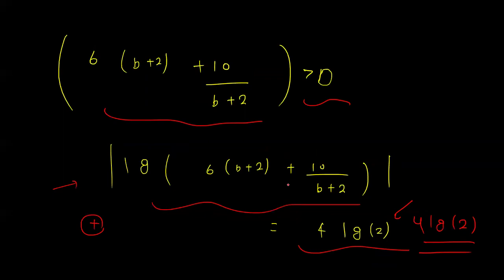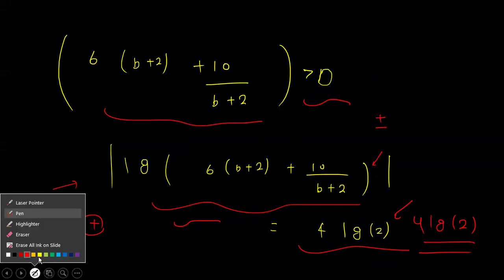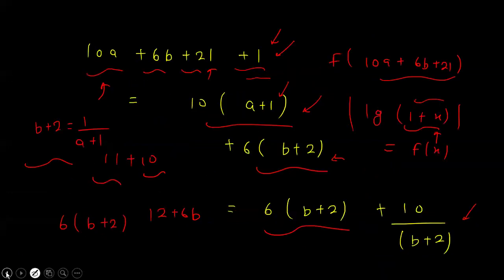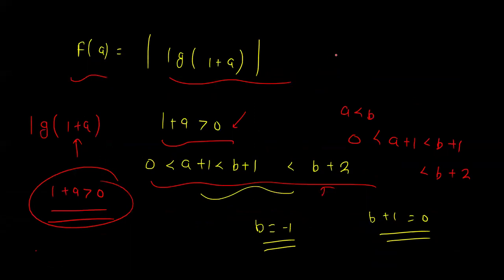So this thing is positive, but it can open in two ways, like plus minus. So which sign would we take? It will depend on this value. Here you see this is 6 times b plus 2 and this. Previously we have written this condition like a plus 1 is greater than 0, and b plus 1 is greater than this, and b plus 2 is greater than this also.